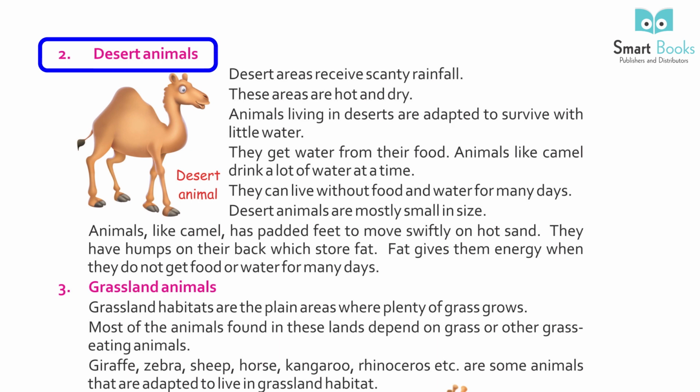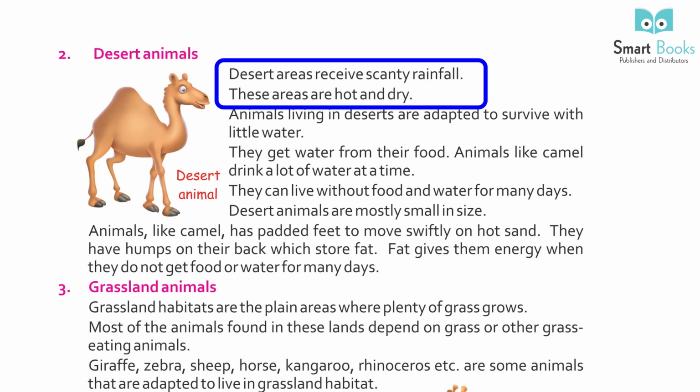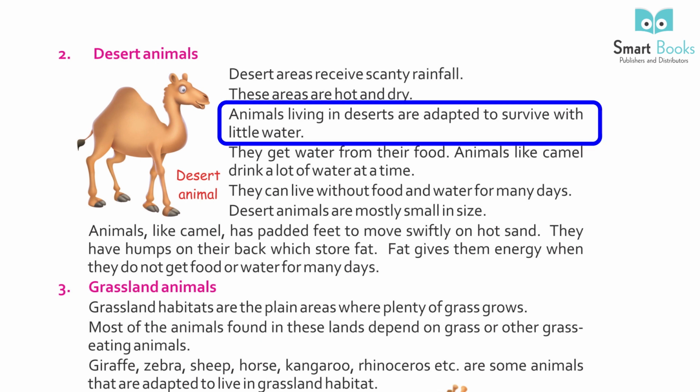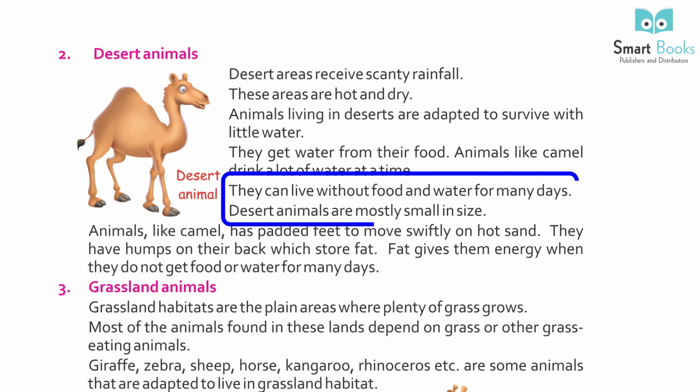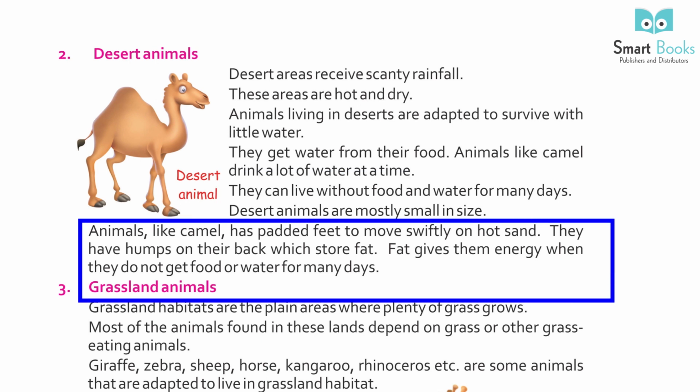2. Desert animals. Desert areas receive scanty rainfall. These areas are hot and dry. Animals living in the desert are adapted to survive with little water. They get water from their food. Animals like the camel drink a lot of water at a time. They can live without food and water for many days. Desert animals are mostly small in size. Animals like the camel have padded feet to move swiftly on hot sand. They have humps on their back which store fat. Fat gives them energy when they do not get food or water for many days.